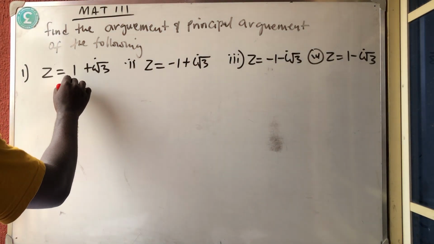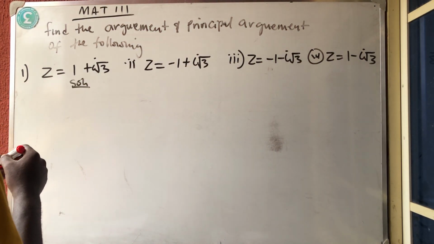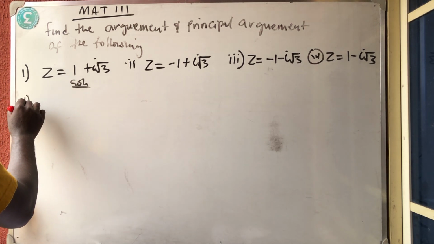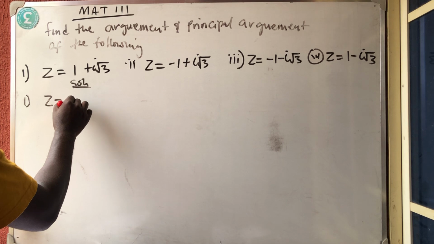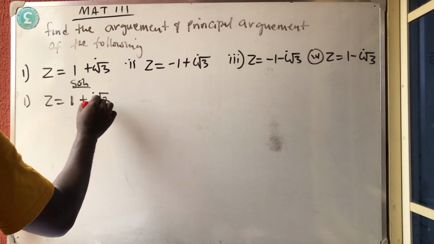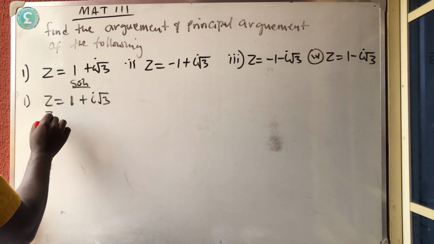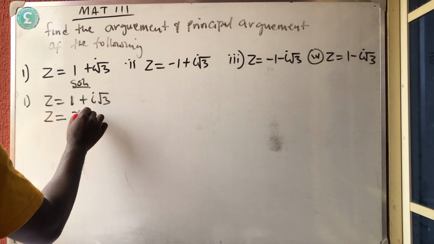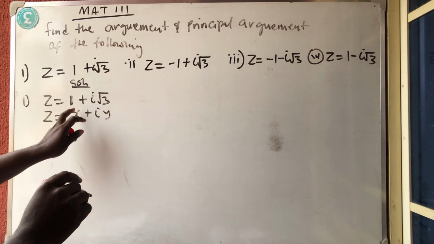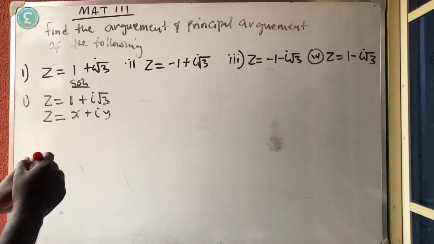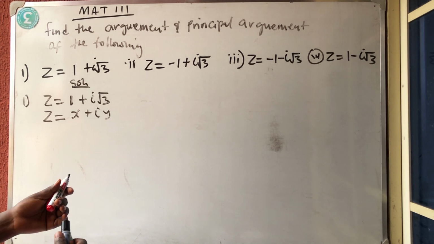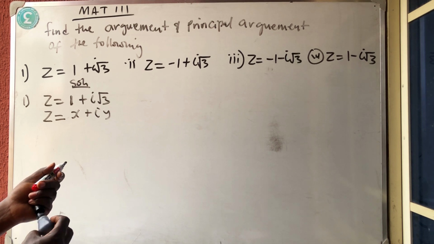Solution. For number one, z is equal to 1 plus i root 3, which means, don't forget, you write that z is equal to x plus iy. So this implies that my x is 1 and my y is root 3. So you draw it. Let's draw.